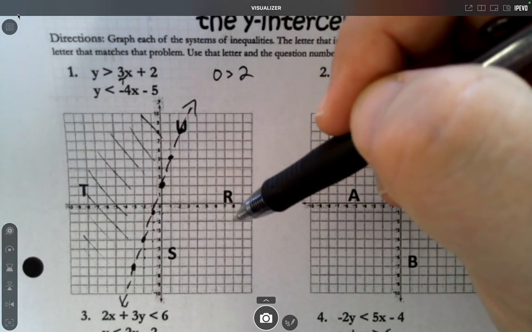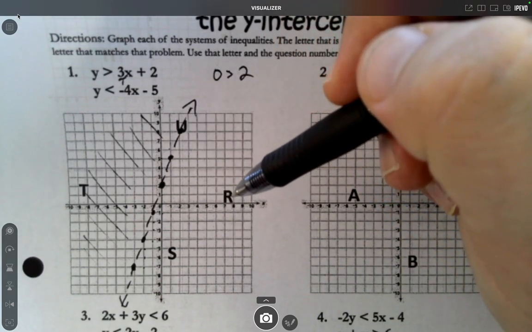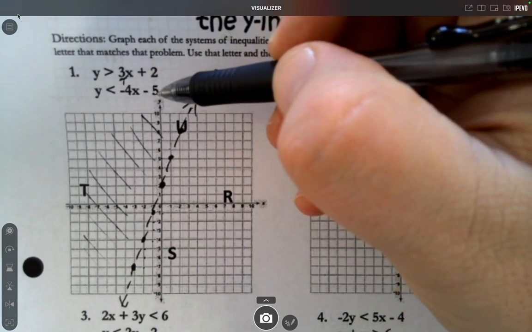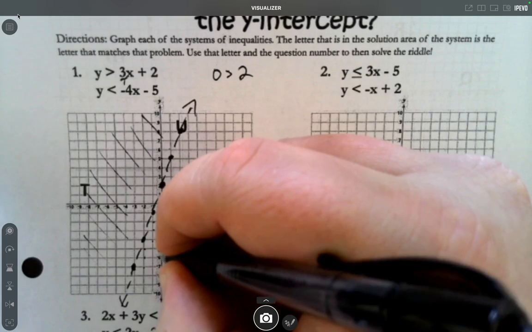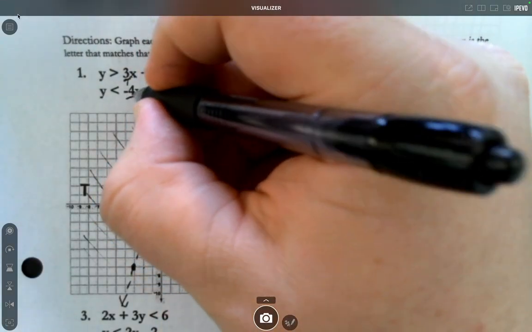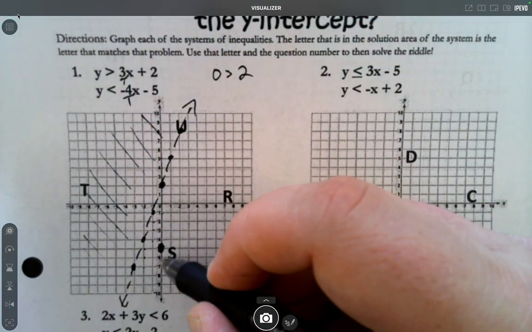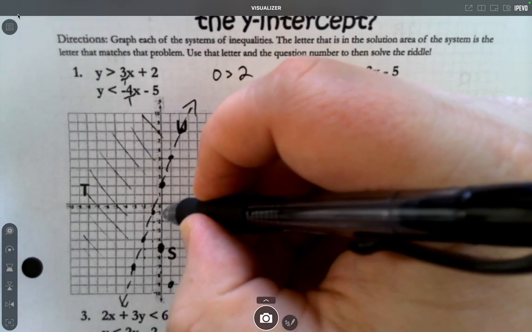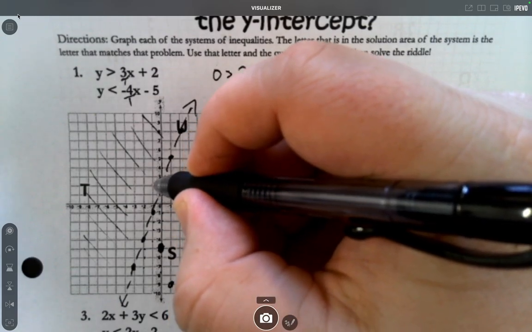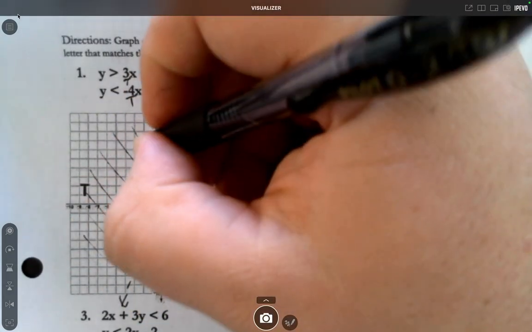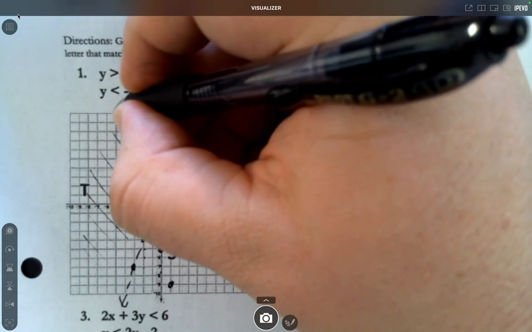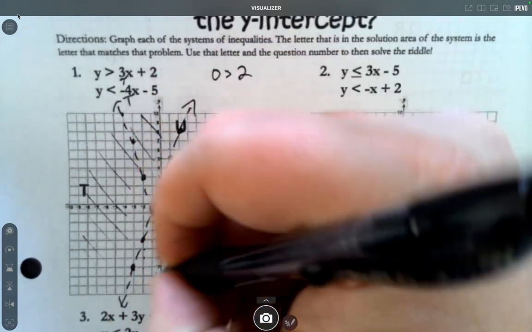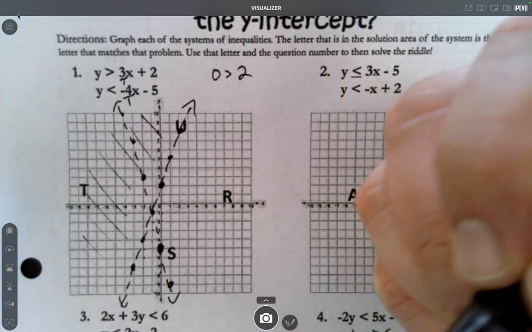Since we have two lines, we're going to find out where their shading overlaps. So let's graph this one and you'll see what I mean. The y-intercept is negative 5. The slope is negative 4. So I can go down 4, over 1, up 4, and left 1, and so on. And we do a dotted line again, because it's just a less than, not an or equals to.